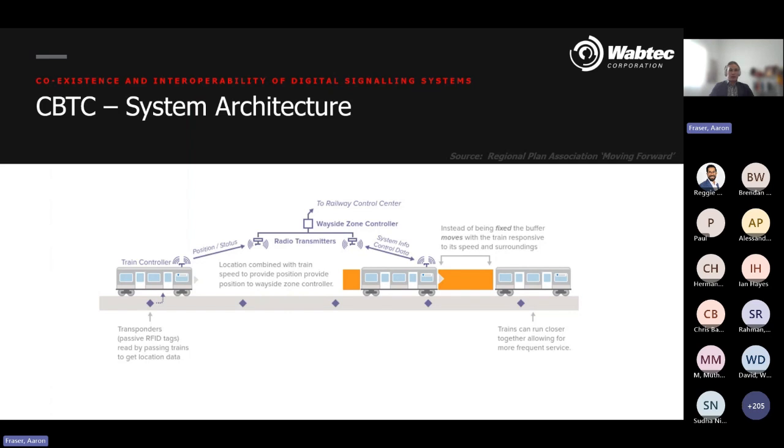Under a moving block system, computers calculate a safe zone around each moving train that no other train is allowed to enter. The system depends on knowledge of the precise location, speed, and direction of each train, which is determined by a combination of several sensors, transponders along the track, and train-borne speedometers on board the train.